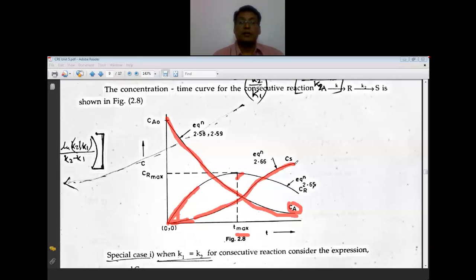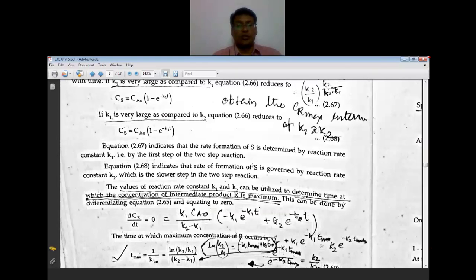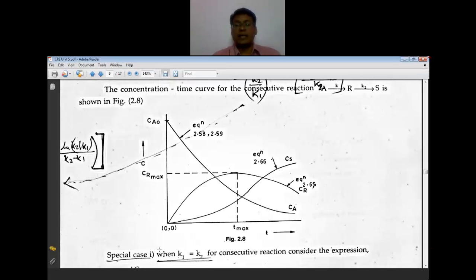But my desired product is R. So what will be the maximum R at a T maximum, and the corresponding CR is CR maximum. T maximum can be obtained from my rate constants. It is dependent on the rate constants, ln(k2/k1) upon (k2 minus k1). From here I will get T maximum, and for that corresponding T maximum I can calculate the CR maximum.